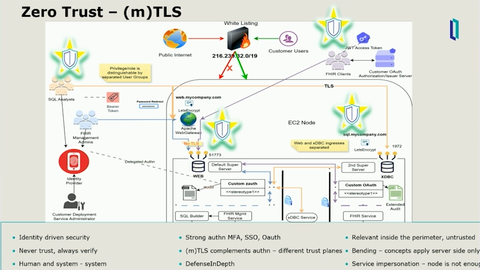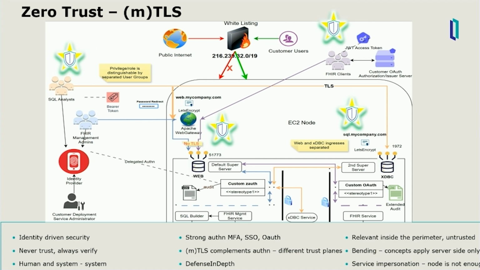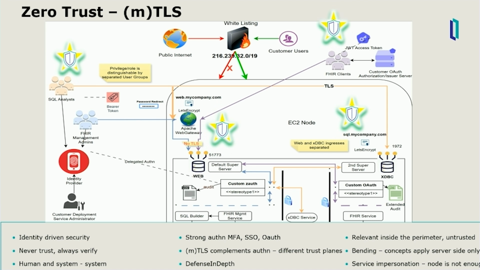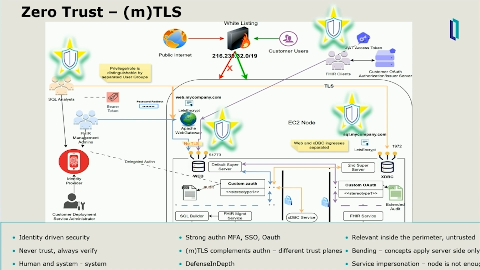Here, separate super servers act as distinct service endpoints for web and XDBC. Recall, SQL analysts should be assured they're only talking to the XDBC endpoint and FHIR personas only the web endpoint. In pure MTLS, the server would also be validating the client customer certificate. But if we have a bending allowance, if we're not there yet, then the principles still apply, even if just for half of those 2 points.